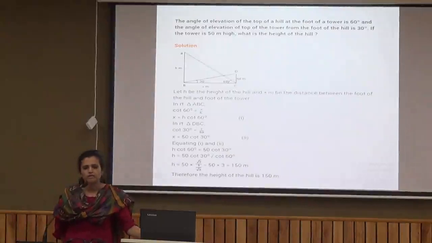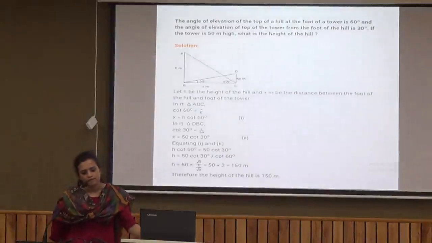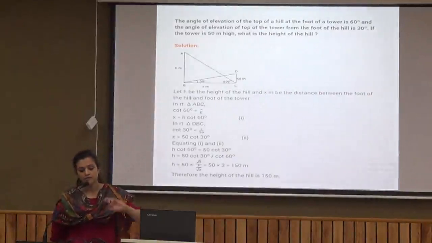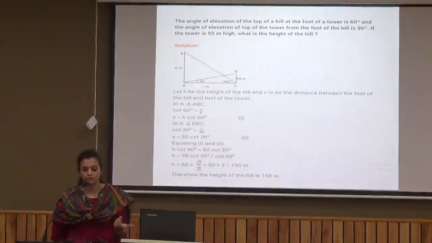Now let's come to a little more complicated example. The angle of elevation of the top of a hill at the foot of a tower is 60 and the angle of elevation of the top of the tower from the foot of the hill is 30.